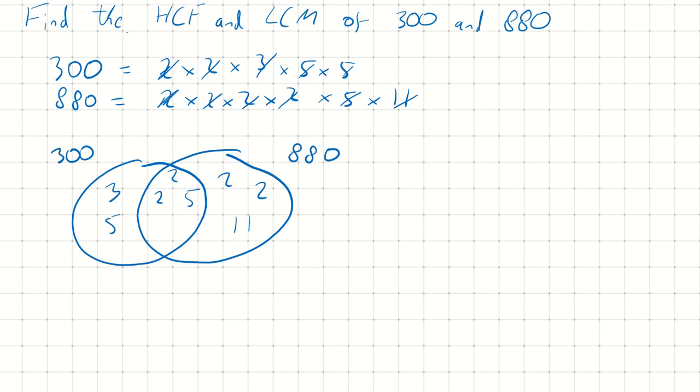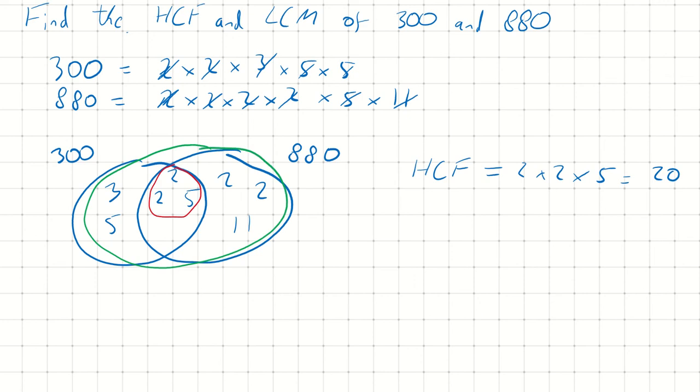Now, to find the HCF and the LCM, it's pretty easy. The HCF is just the numbers in the middle multiplied together. So the HCF is 2 times 2 times 5, which is 20. And then the LCM is everything in the whole Venn diagram multiplied together. Let's try that. LCM equals 3 times 5 times 2 times 2 times 5 times 2 times 2 times 11, which is 13,200.